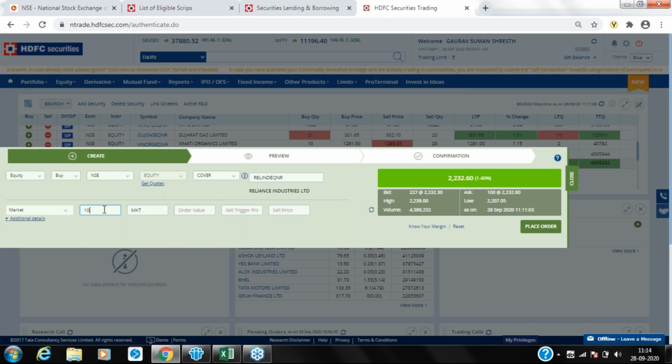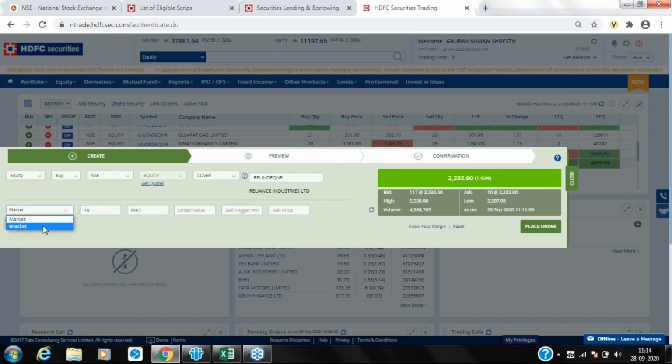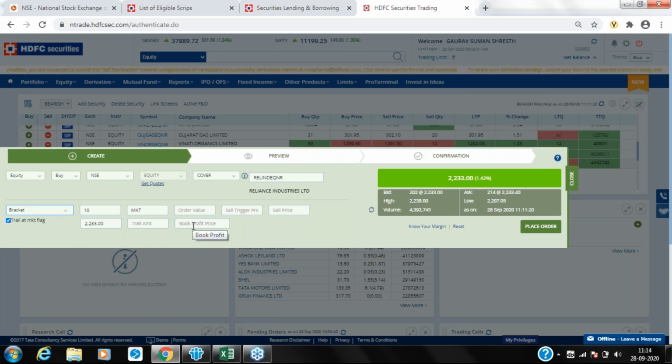Then you have to enter the quantity, and on the left hand side you will get two options: the bracket and the market. So you have to select bracket. Once you select bracket, more options will open up. I have already entered a quantity of 10. I want to buy Reliance Industries at the market price, which is approximately 2233 level. I want to keep a target of 2263 level, and the stop loss at 2201 level.